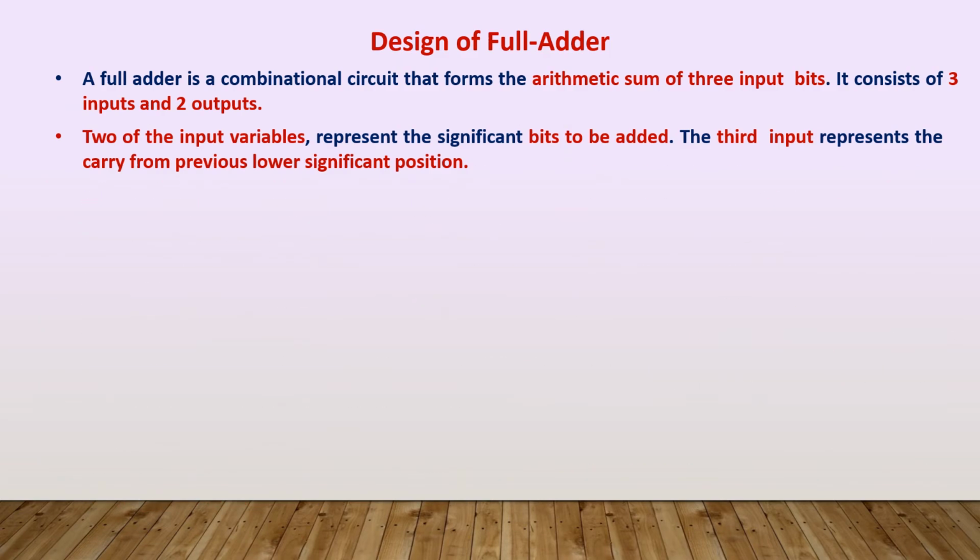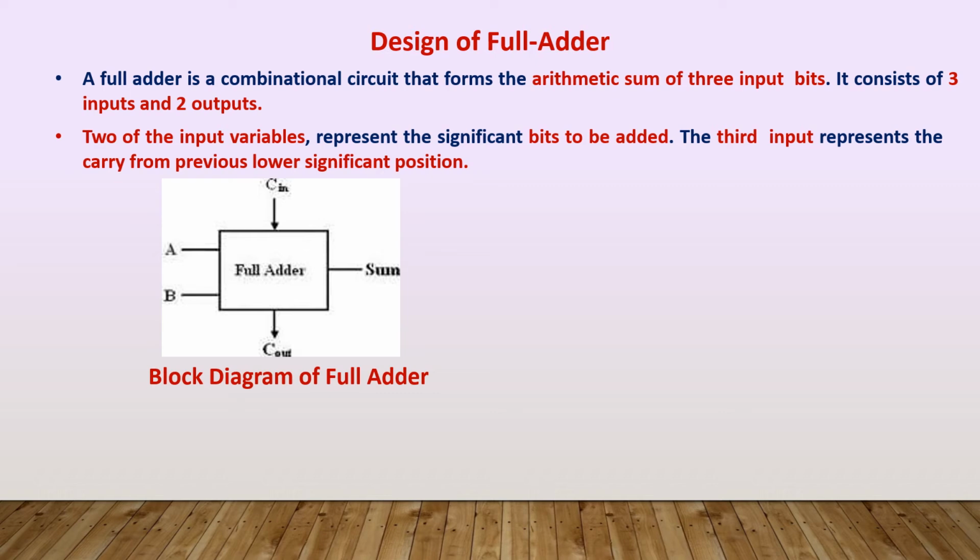In that way we can design the full adder. So what is the difference in the case of a full adder? Again, it consists of combinational circuits, which perform the addition. The only difference is that it will sum 3 input bits. That is, it consists of 3 inputs and 2 outputs. The first two input variables are nothing but the significant bits that have to be added. The third input bit represents the carry from the previous lower significant position, which is nothing but carry in. So this is the block diagram of the full adder. As I told you, there are 2 input variables A, B, which are the 2 bits that have to be added, and one more input is from the previous lower significant position.